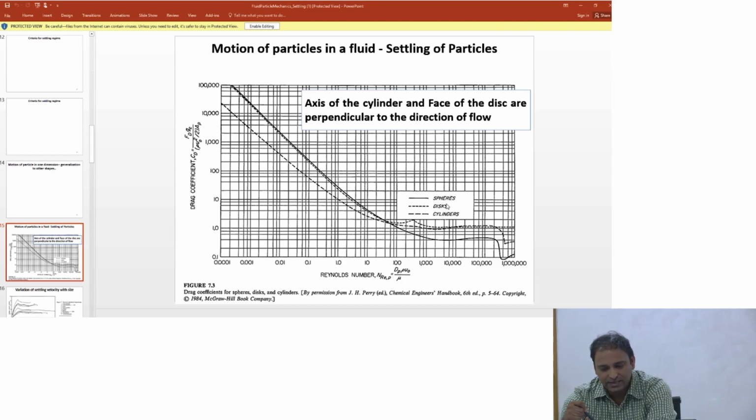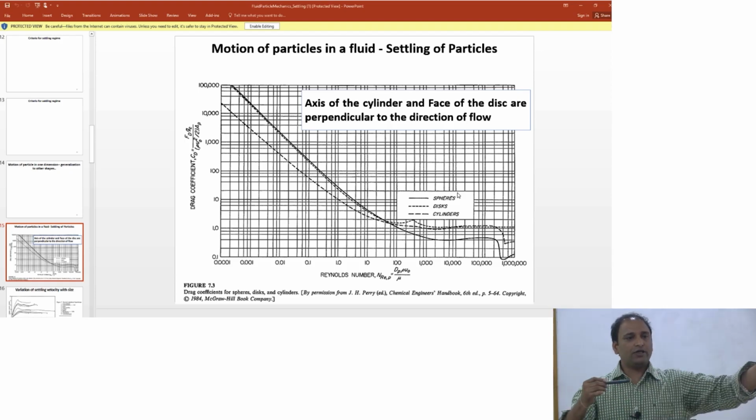Okay, one is for disks, the other one is for cylinders, and these have been generated by taking particles of particular dimension and particular shape, and they have been held in some particular condition. For example, in this case, the axis of the cylinder and the face of the disc are perpendicular to the flow direction. Okay, if you have a liquid that is flowing, the axis is in a direction perpendicular to the flow.